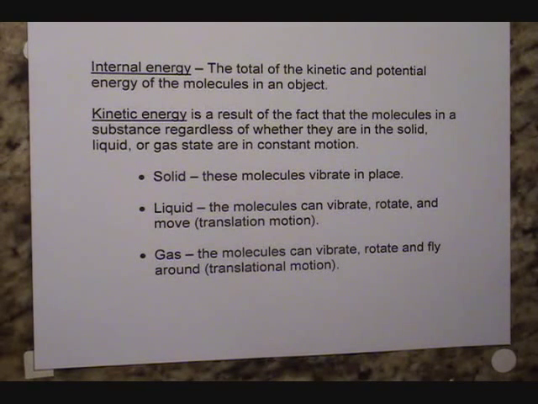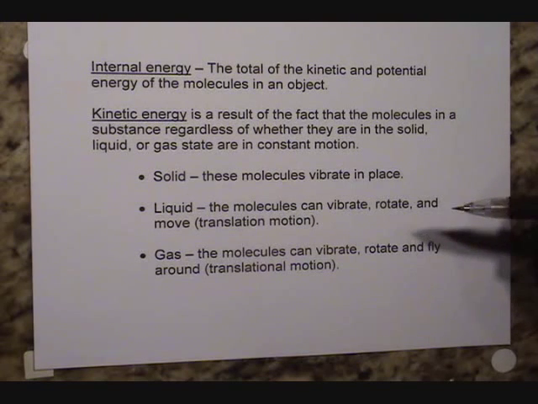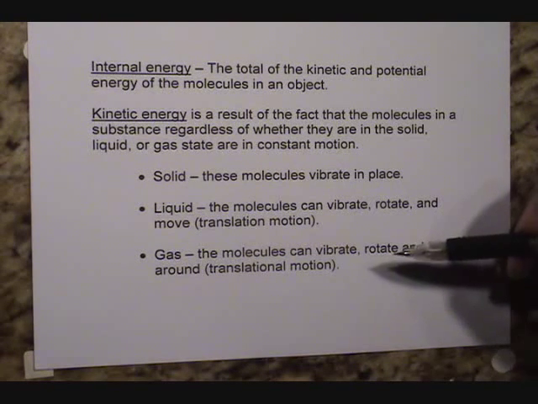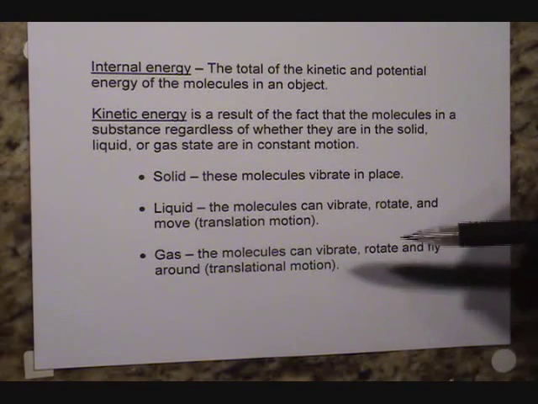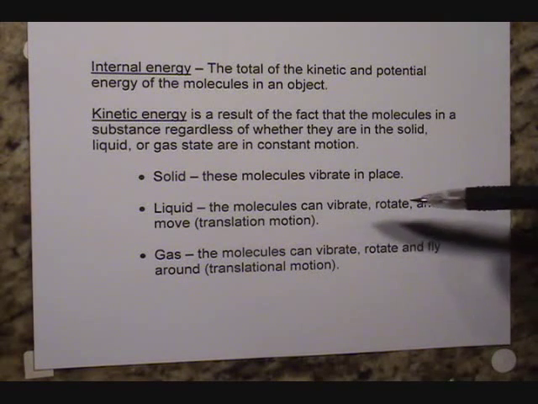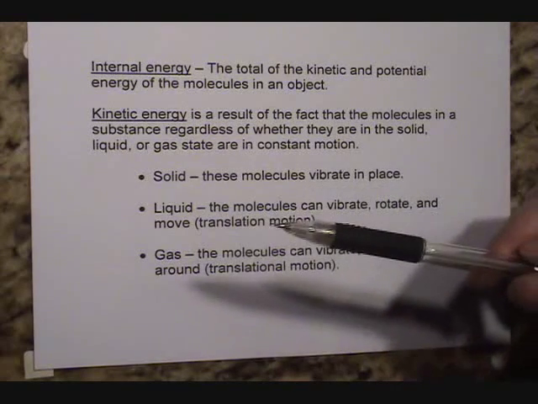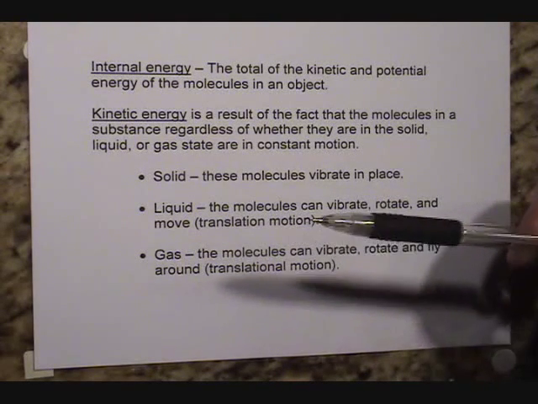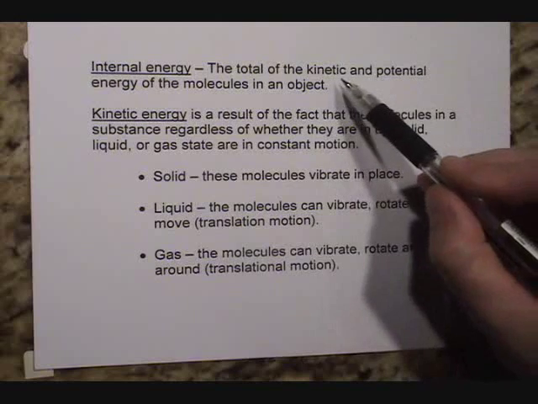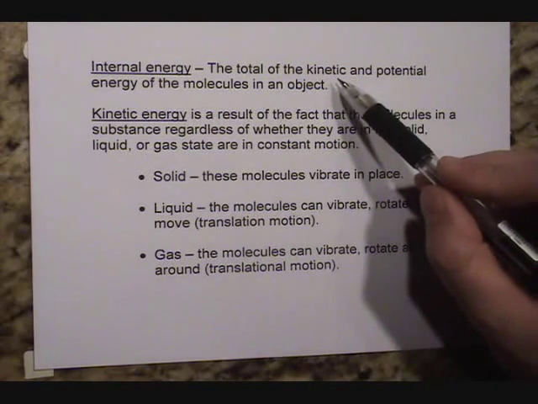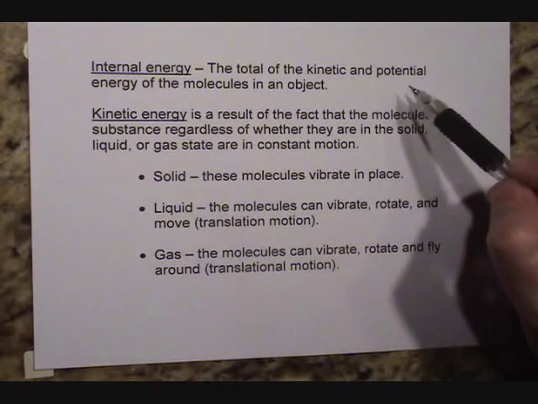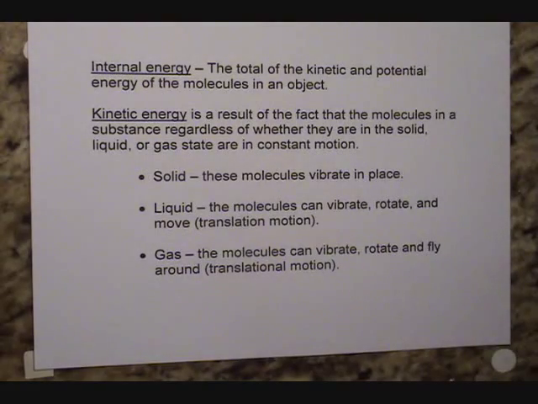container. And so the kinetic energy of the object is a result of these various types of motion, whether it's vibrational, rotational, or translational motion. The kinetic energy is a result of the fact that every molecule in a substance is constantly in a state of motion. Now that tells us about the kinetic energy, but what about the potential energy? What's the potential energy based on?